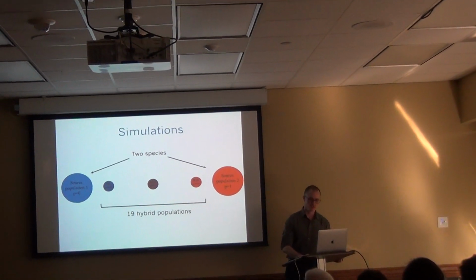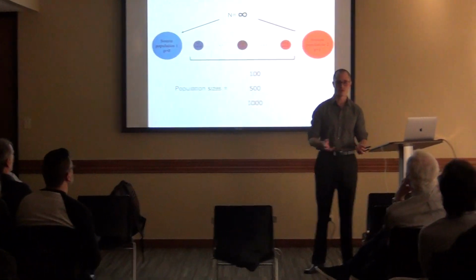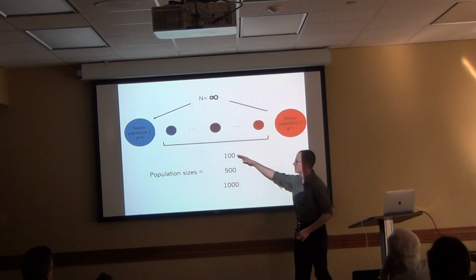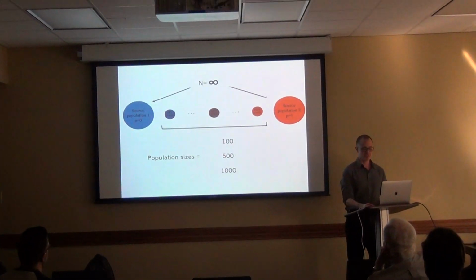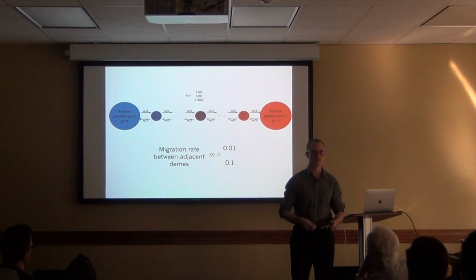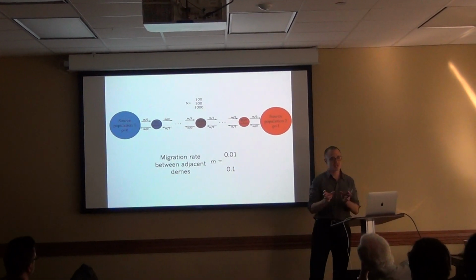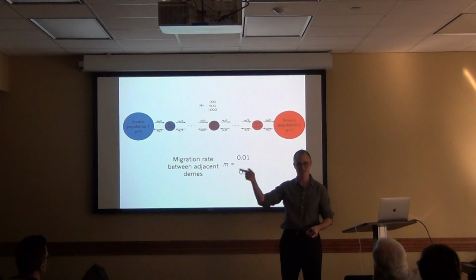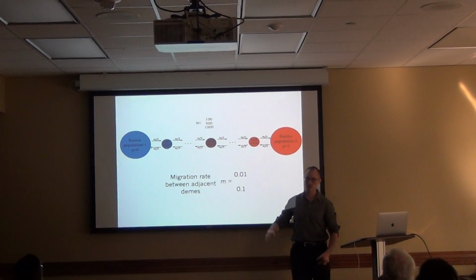And then for some of my simulations, I reduced the number of individuals in each hybrid locality to 100. So very small populations. And then I did another set with 500 and another set with 1,000. And then I changed the rate of how many individuals are moving between adjacent hybrid localities. So I set it to 0.01. This means for these hybrid localities that have 100 individuals, only 1 is migrating each generation. So it's very low. For this one, 10. So that's going to be higher.